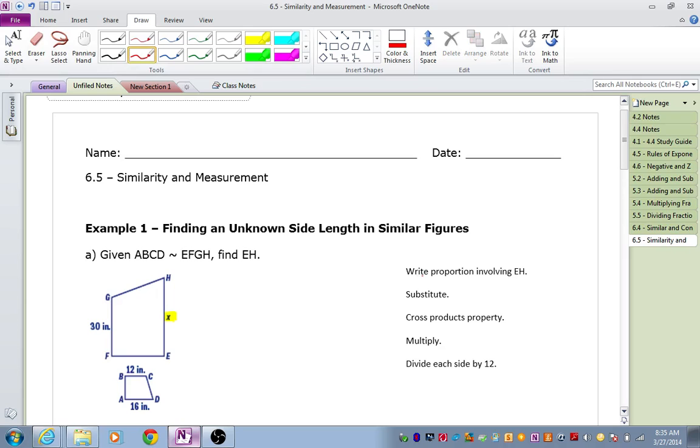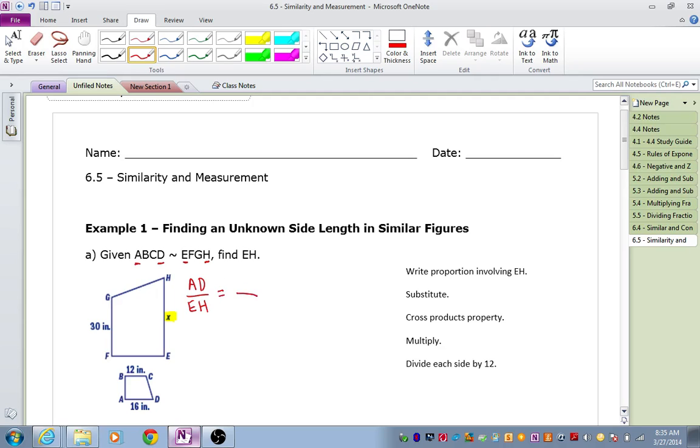Okay, so our first step says write a proportion involving EH. So if I look at my names, I see that E is first and H is last. So I know that that matches up with AD because that's first and that's last. So I'm going to start writing my proportion. I like to start with the first figure. So we're going to say AD, and we're going to put it over EH. Notice I'm not using any numbers now, we're just saying what sides we're going to use.